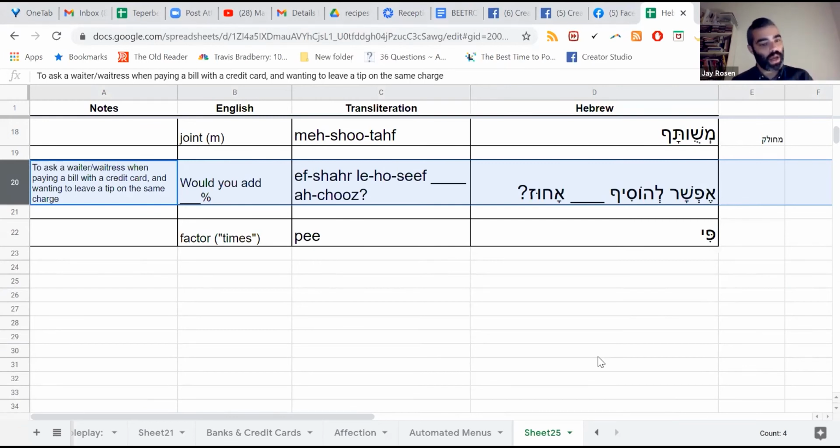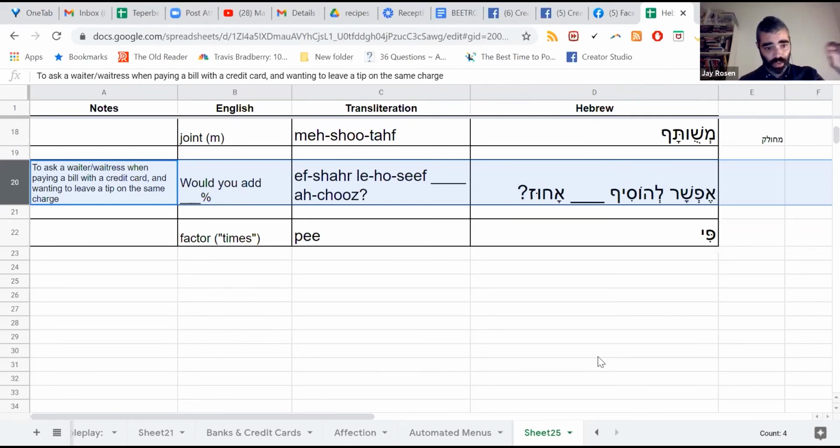That is what the customer would be asking the waiter or waitress when they want to pay the bill in the credit card and add tip to it, right? So if efshar lehosif x achuz, could you add or would you add 15%, 10%, 12%, whatever you want to add to it, okay? That's just a sample sentence about using all these different things together. But just so you know, when we're in that situation, ordering at a restaurant, you want to leave a tip, this is how you would ask to leave a tip on a credit card.